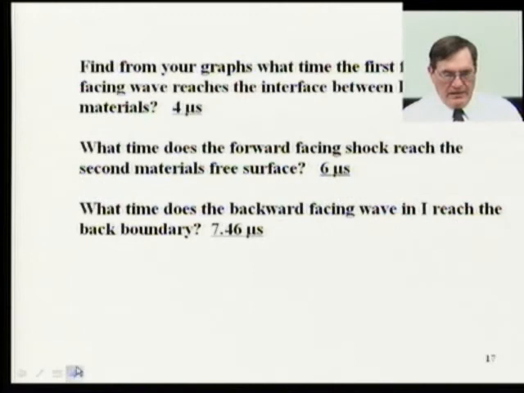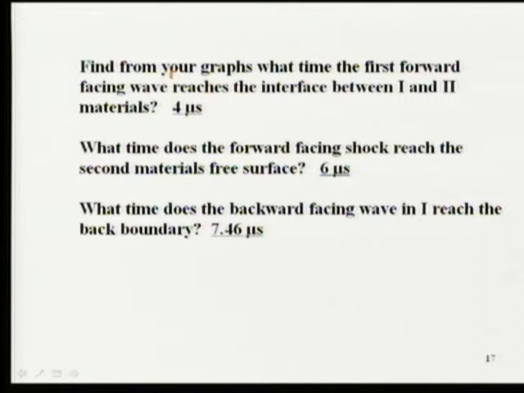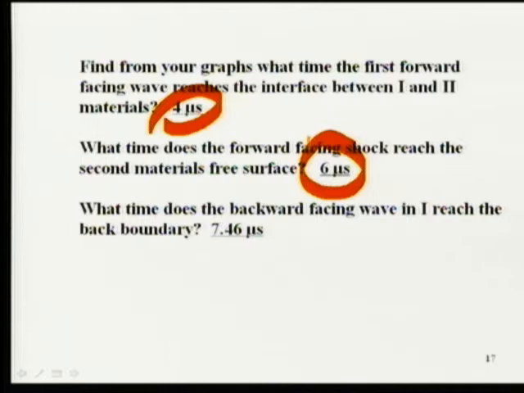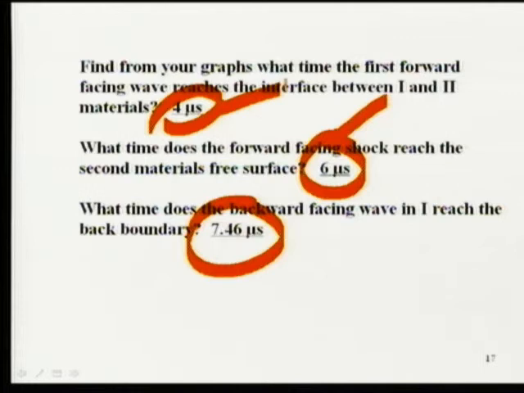I did ask what time the first forward shock reaches this interface, and that's 4 microseconds. The forward-facing shock reaching the second material was 6, and the backward-facing shock off of the boundary reaching the back boundary, which was moving, is 7.46. The truth is the first two answers were simple because things were stationary ahead of them, so those were just straightforward distance divided by velocity. This one, you had to worry about that one boundary moving. Otherwise, you would not get the right answer.